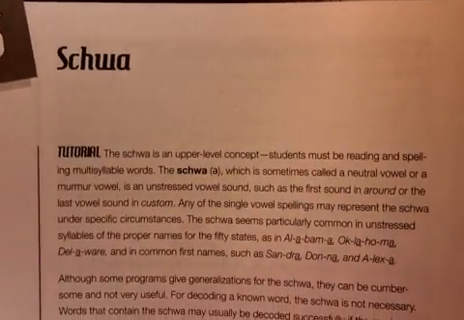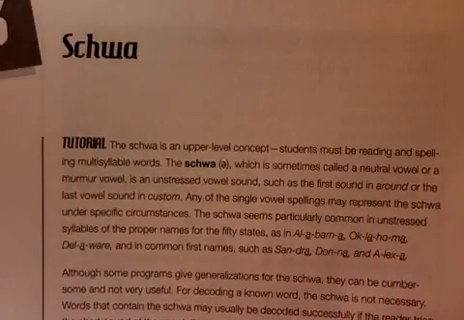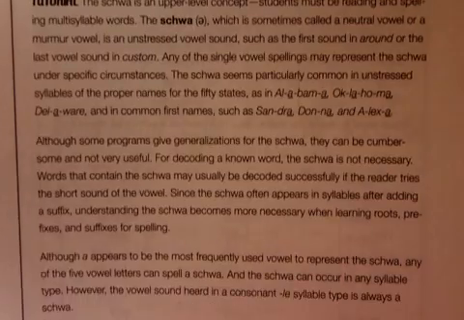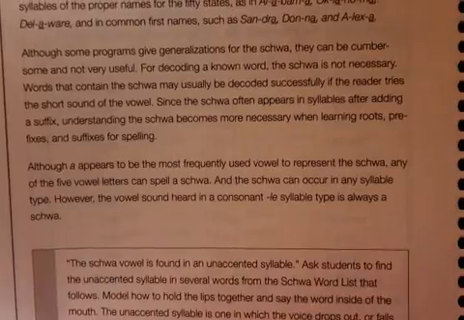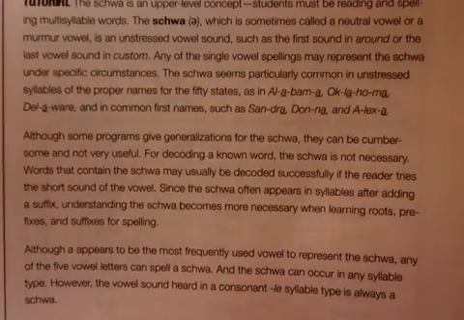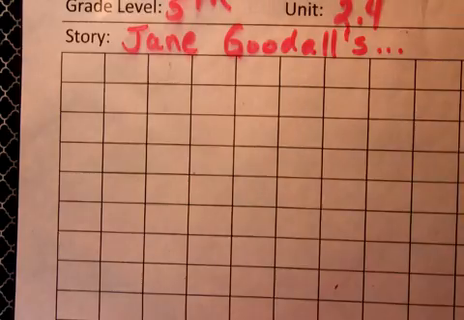Schwa is a neutral vowel. It's an unstressed vowel sound, and it can be represented by any single vowel. So teachers, this is information that you can use for teaching schwa. All of our words have the schwa. It can be anywhere in the word, but especially near the end or the last syllable. And there's also another way that we've got the words organized.